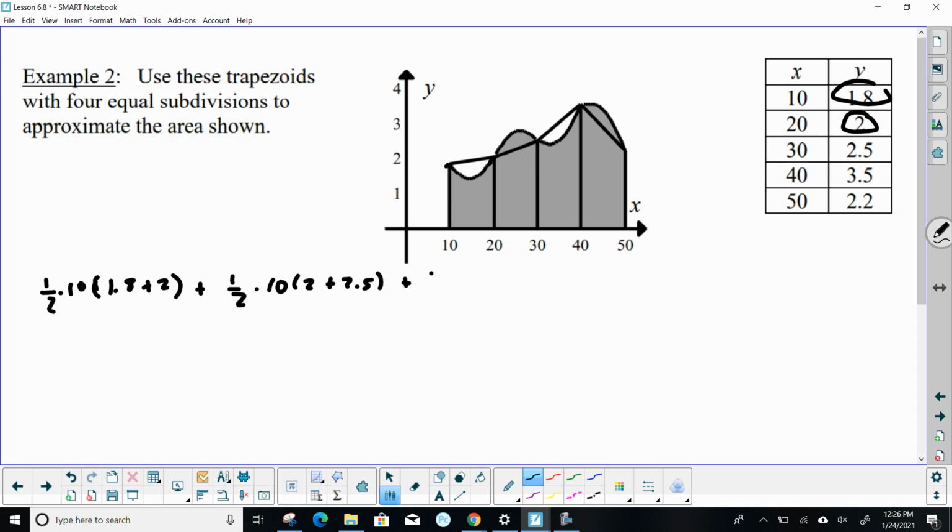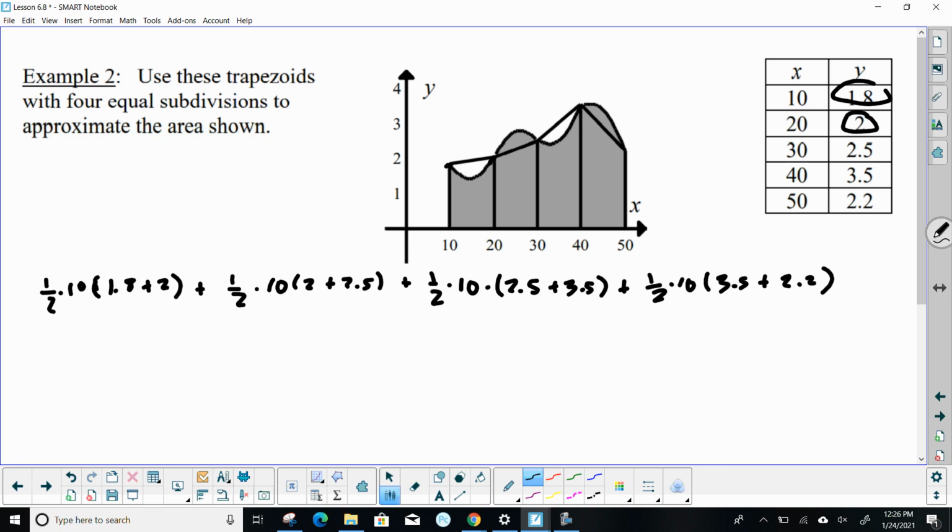Plus, next one, 1/2 times 10 times height 1, which is going to be the 2.5, plus height 2 on that one, which would be the 3.5. Okay, plus, we're on our last one now. 1/2 times 10 times height 1, which is 3.5, plus height 2, which is 2.2. Okay, calculate all that, you got your answer.